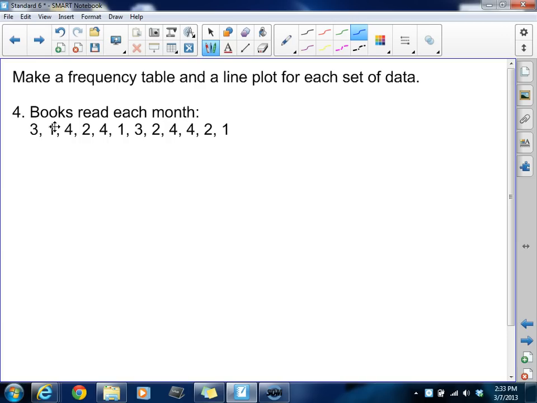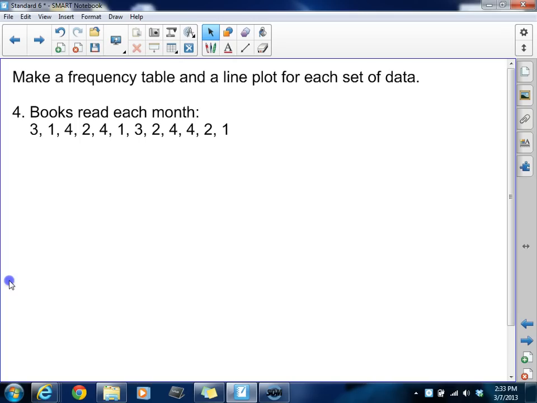Okay? So we're going to use this data to make a frequency table, and also we're going to be making a line plot. So, frequency table and line plot. Now, if you don't remember, a frequency table looks a lot like a tally chart.